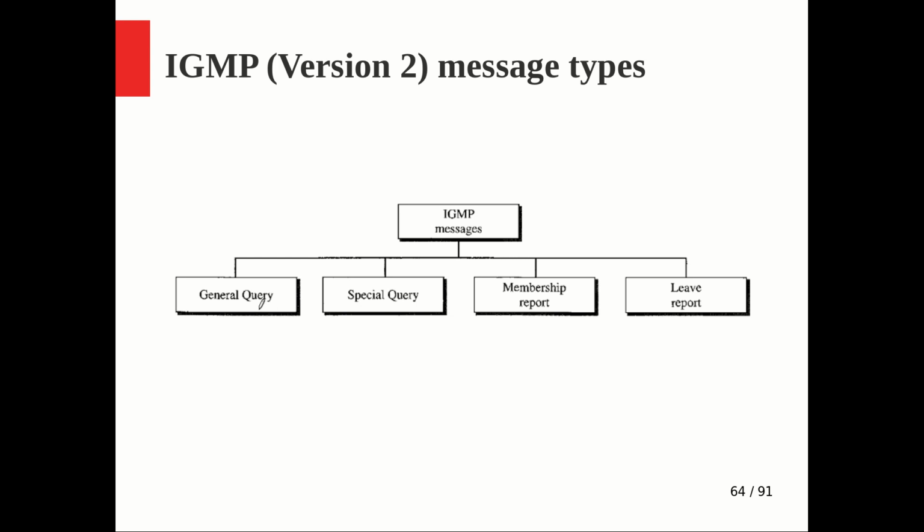So the general query is for monitoring purposes. A special query is generated when there is a purpose, just to make sure that this group is still active in any of the hosts in my network. Is there at least one loyal member in the group or not? So like that a router can ensure by sending a special query.